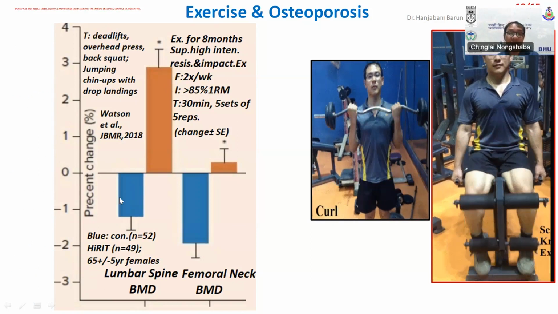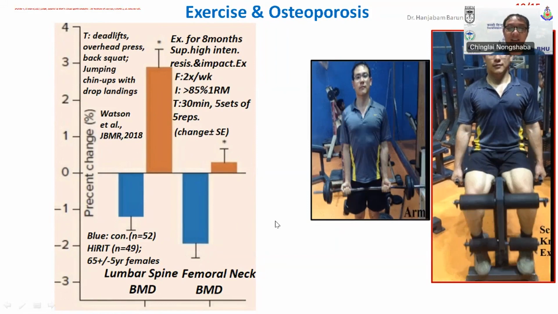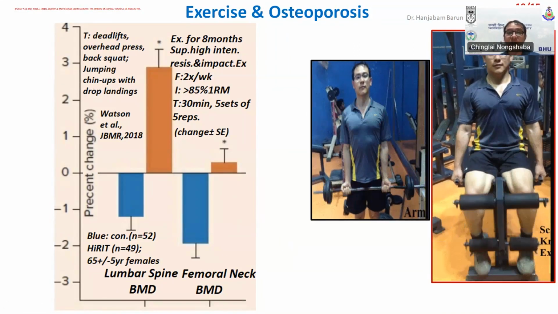And you can see that as compared to the control, which is the blue line, the percentage change was highly statistically significant in a positive direction. And this is for the lumbar spine bone mineral density. This is the femoral neck bone mineral density. That means resistance exercise, high intensity resistance exercise and impact exercise is very much useful as far as prevention of bone mineral density loss is concerned.